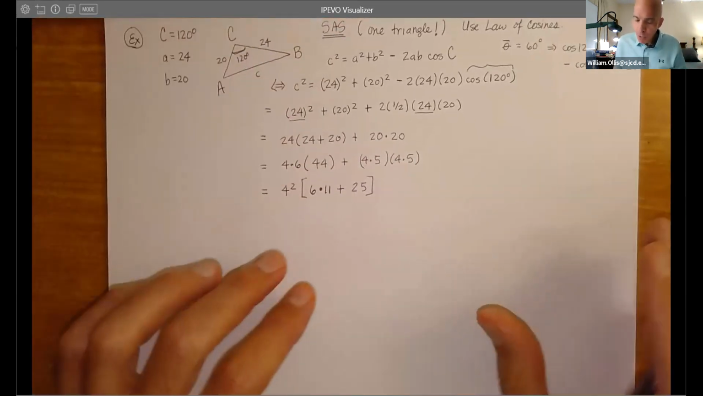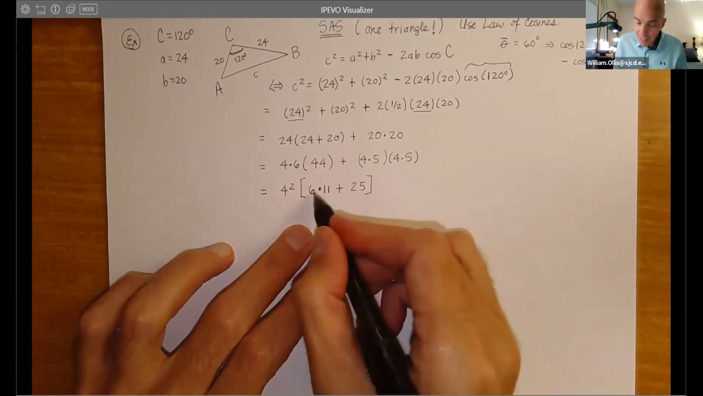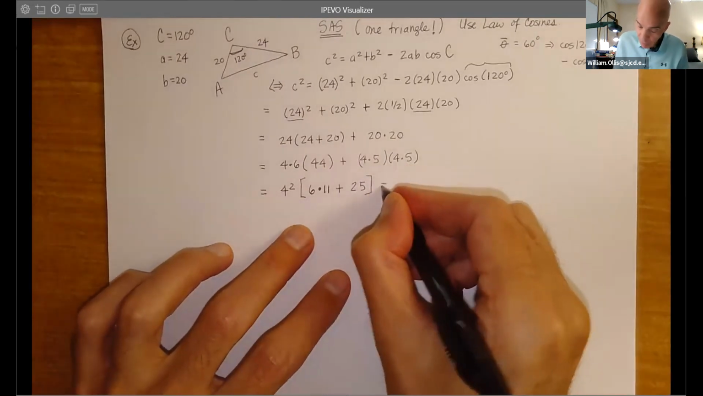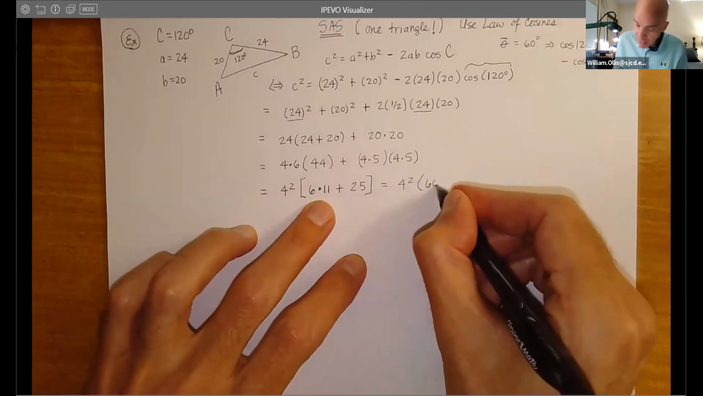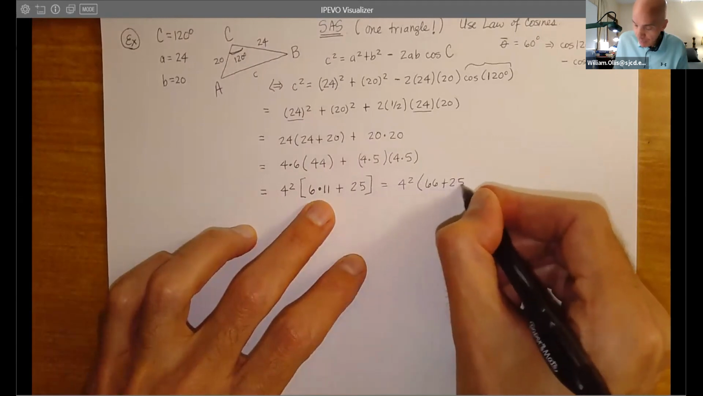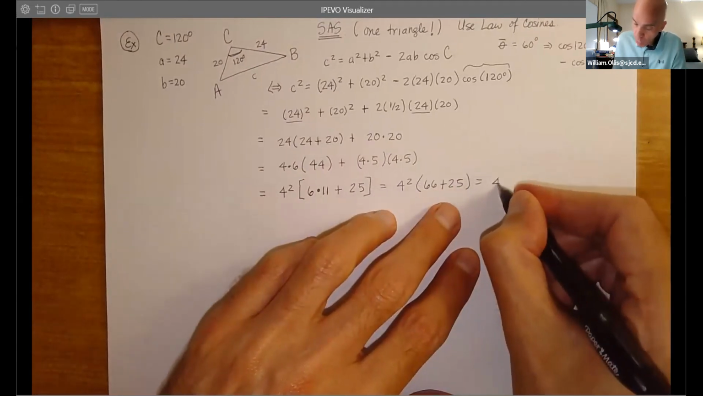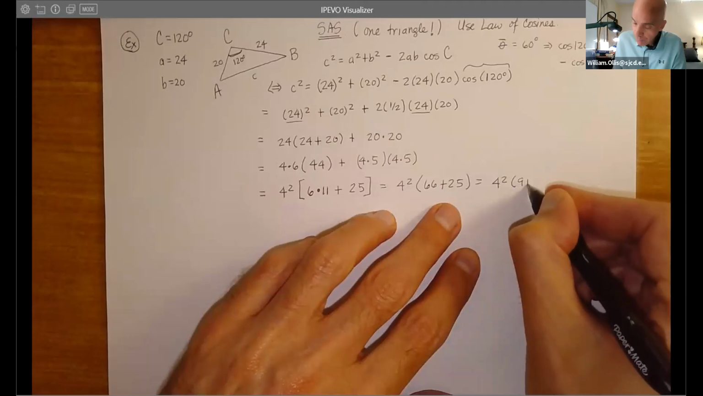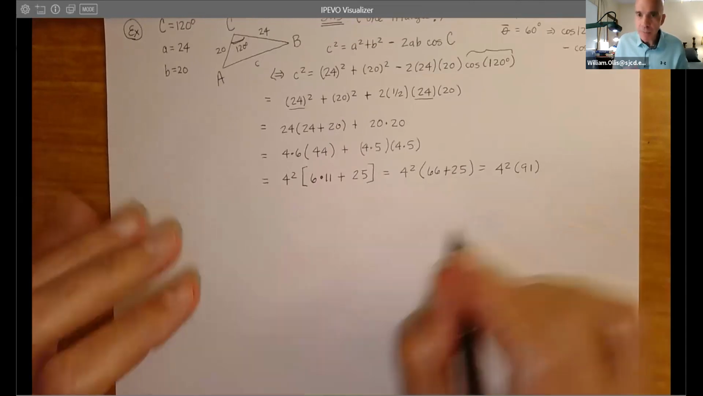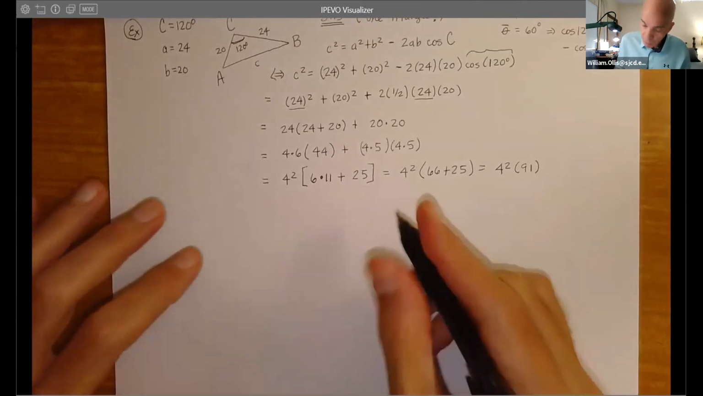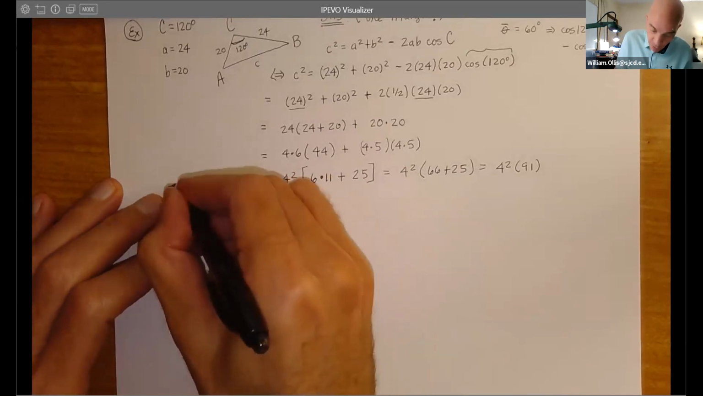Now, the sad part about this is that there's nothing left here. This is 5 and 5, that's 6 and 11. They're relatively prime. So we get 4 squared, and we get a 66 plus a 25. And that'll give us a 91. So 4 squared times a 91. And that's not completely crazy, but at least it's a decent number that we can square root. So now this implies take positive square roots.